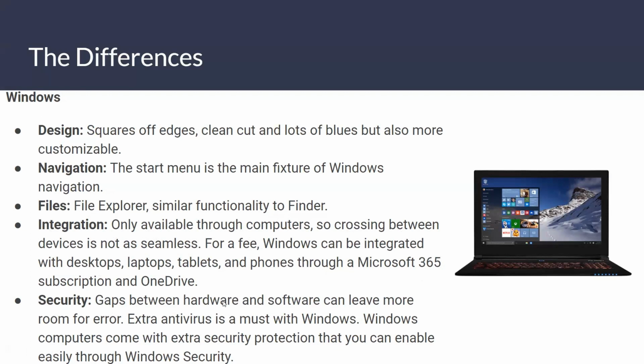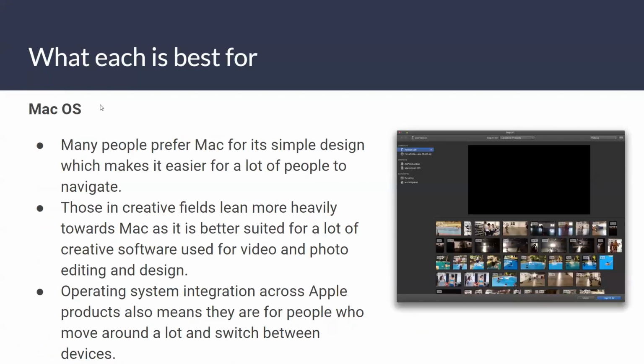Security: gaps between hardware and software could leave more room for error. Extra antivirus is a must with Windows. Windows computers come with an extra security protection that could be enabled easily through Windows Security. What is each better for?